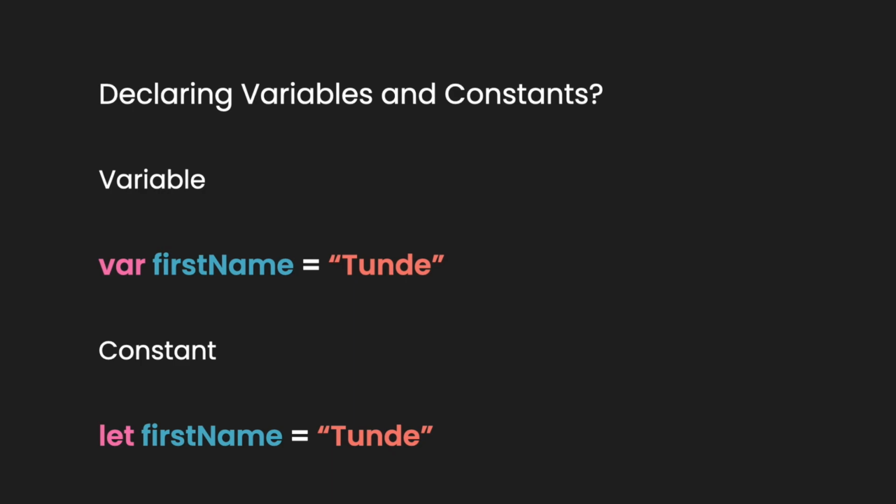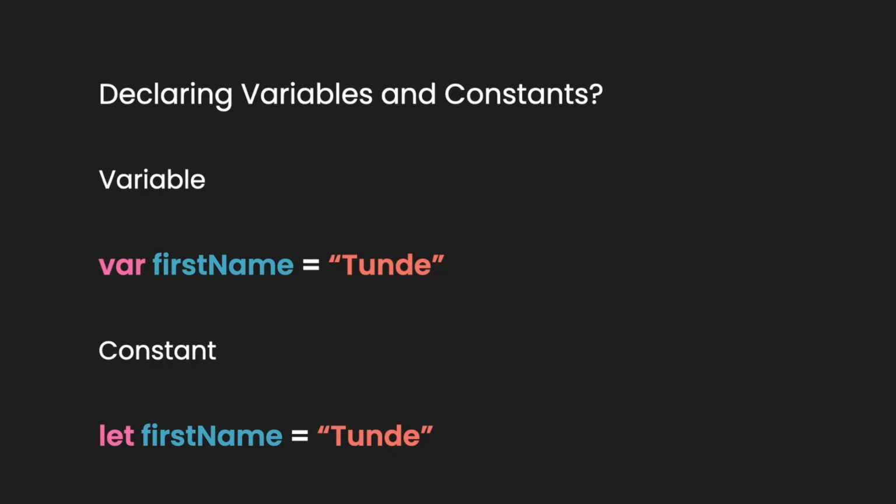In the first one, the variable, I could actually change the first name from Tundi to Billy. But in the second one, the constant, if I was to change it from Tundi to Billy, it will give me an error. Now you're probably wondering, where would I use a variable and where would I use a constant?